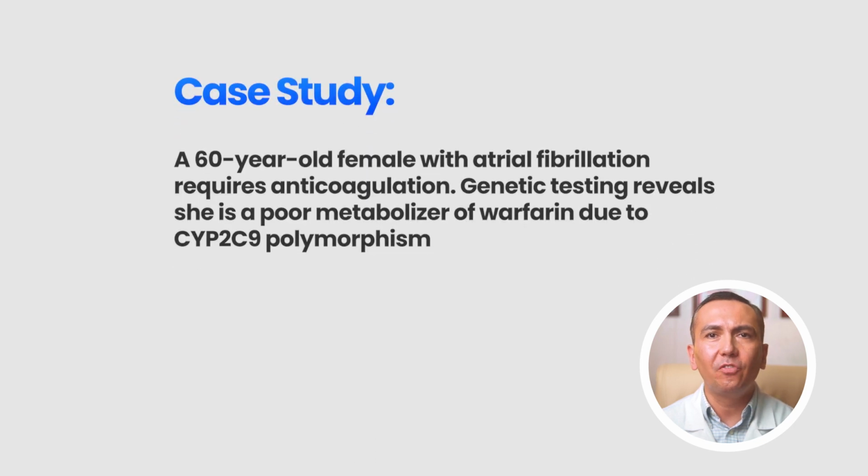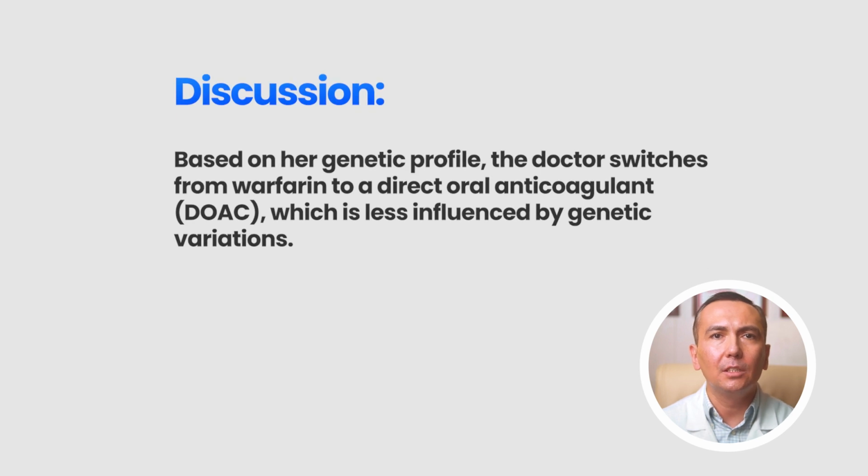Let's discuss a sample case study. A 60-year-old female with atrial fibrillation requires anticoagulation. Genetic testing reveals she's a poor metabolizer of warfarin due to cytochrome P2C9 polymorphism. Based on this genetic profile, the doctor switches from warfarin to a direct oral anticoagulant, which is less influenced by genetic variations.